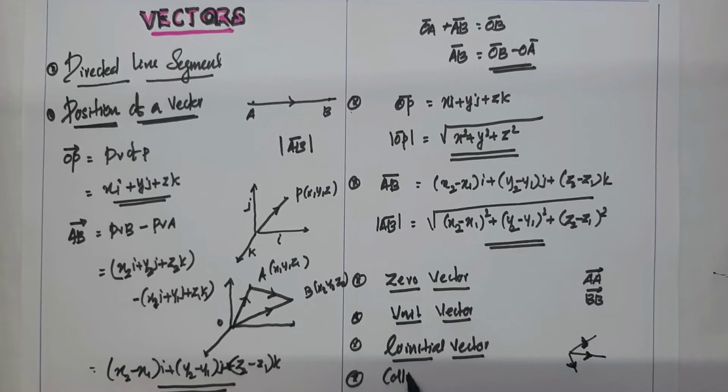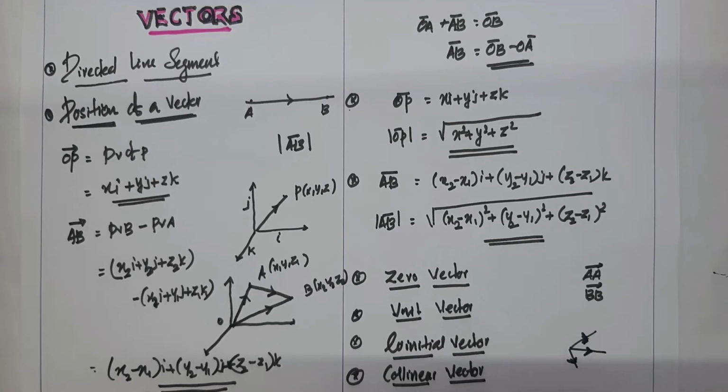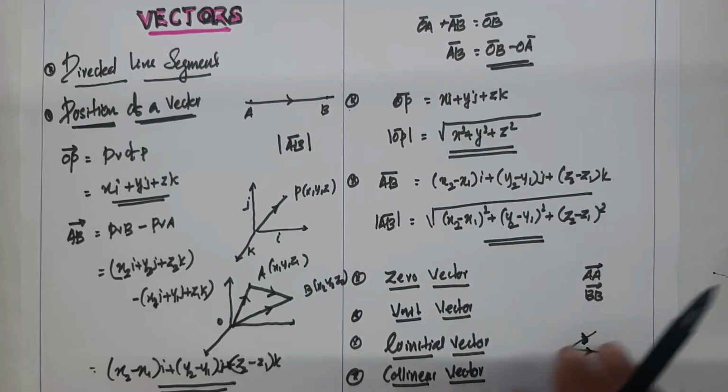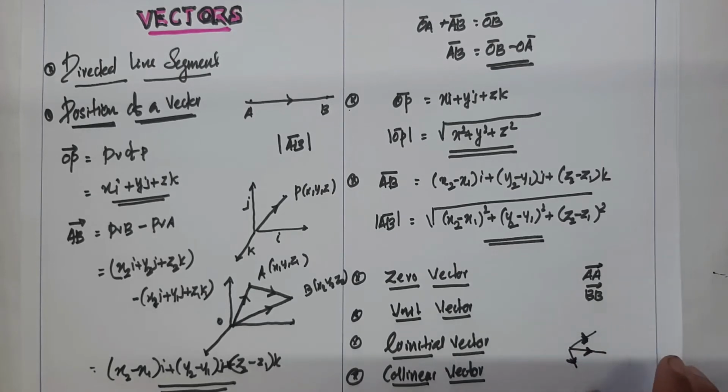Then collinear vector. What is collinear vector? Collinear vectors means two or more vectors lie in the same line of action. A zero vector means a vector whose modulus is 0. A vector whose modulus is 1 is called unit vector. Vectors having the same initial point are called co-initial vectors. Two or more vectors lying in the same line of action are called collinear vectors.